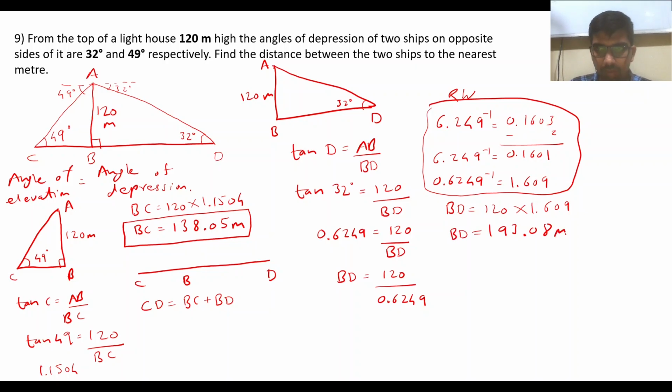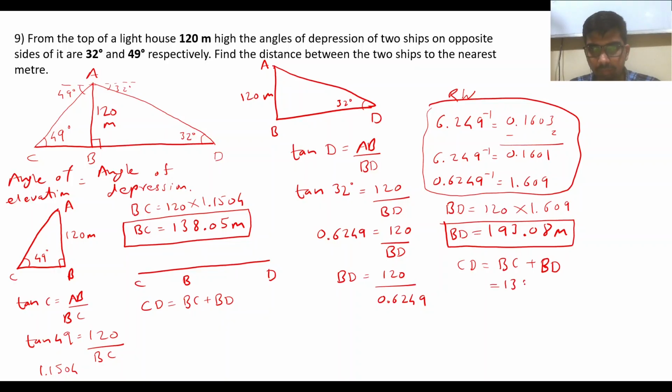You have to find CD length. CD is made of how? CD कैसे बना? CD is made of how? BC plus BD. BC is how much? 130.05. And BD we got as 193.08. Let's add 8 plus 5 13 to 0.13. 5 8 9 10 11 carry 1. 9 10 13 carry 1.